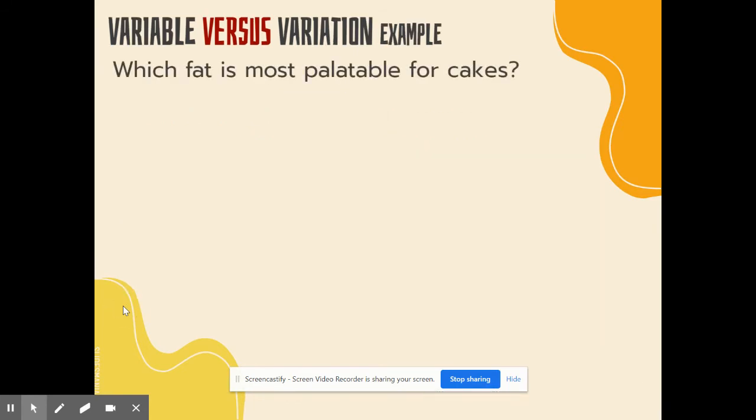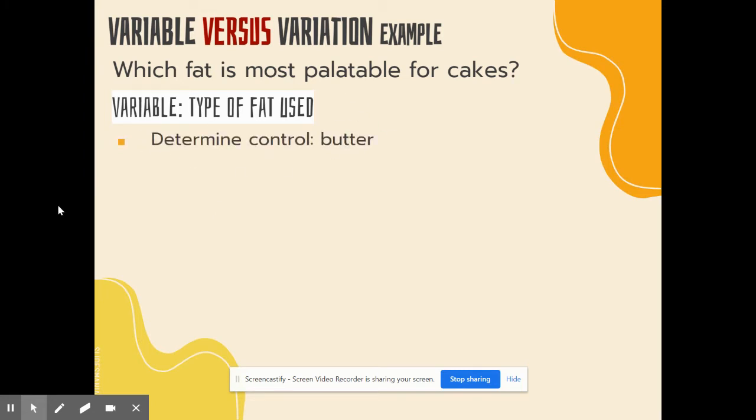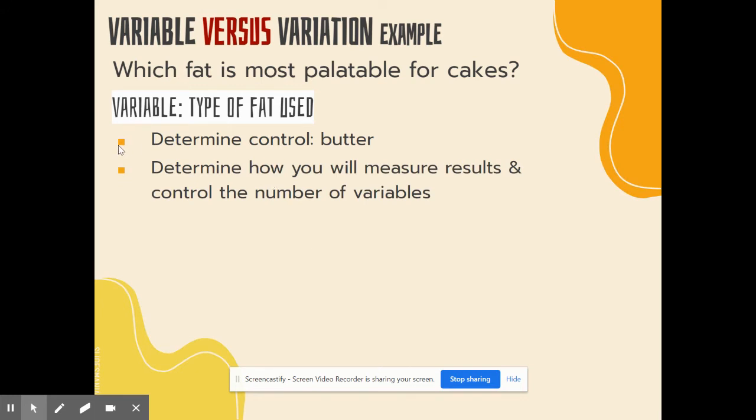So here's an example. What fat is most palatable for cakes? This is going to be a variation. Our variable is the type of fat being used. Our control is going to be the butter in this experiment. You want to determine how you will measure results and control the number of variables. The variations you can use are shortening, lard, vegetable oil, or coconut oil. There could be other types of fat used.